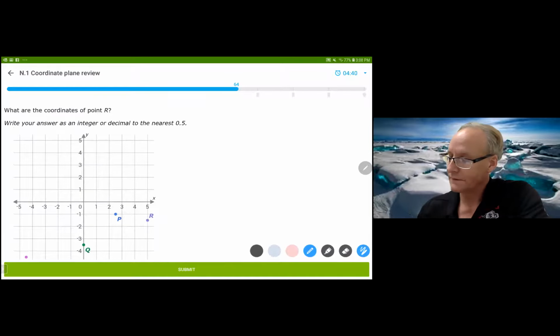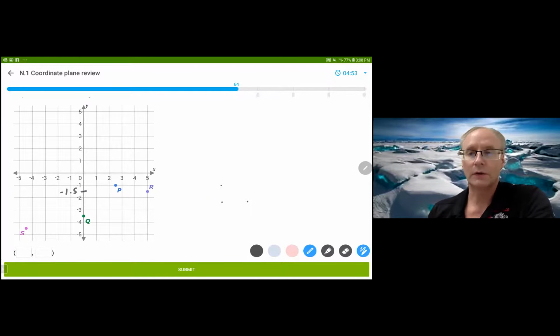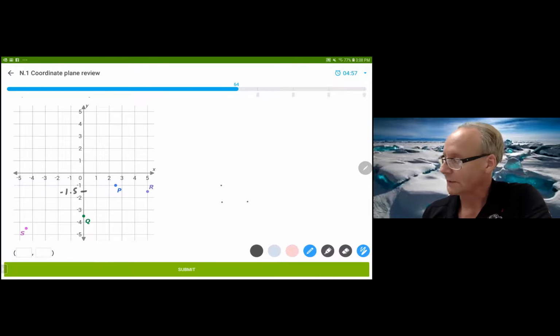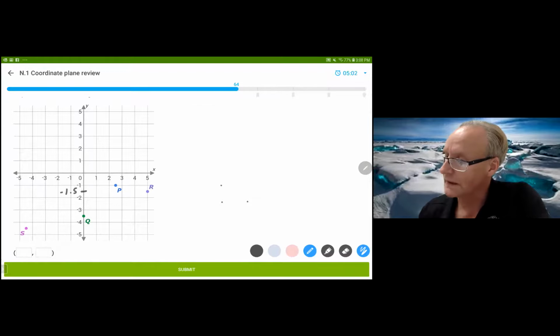What are the coordinates of point R? Now we're at 5, but we only went down 1.5. This is between the -1 and the -2, which is -1.5. You do not want to try to type in mixed numbers. So I'm going to use -1.5 for R. So it's at 5, -1.5.